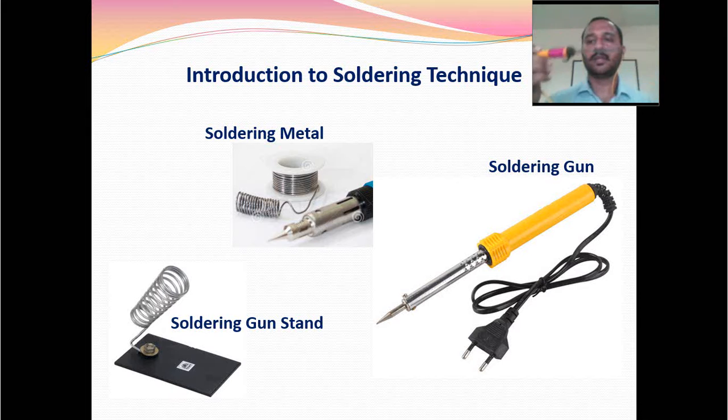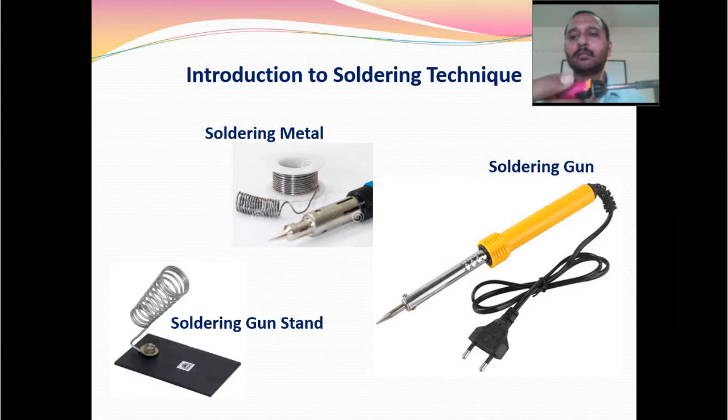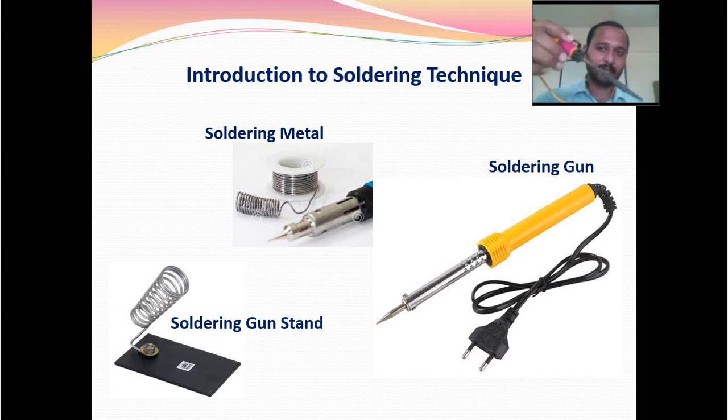So this is a soldering gun, and here you can see there is a gripper. This pink part, which I am holding, is an indication of a boundary that you are not supposed to cross. The soldering gun you are supposed to handle like a pen. See how I am holding this soldering gun.